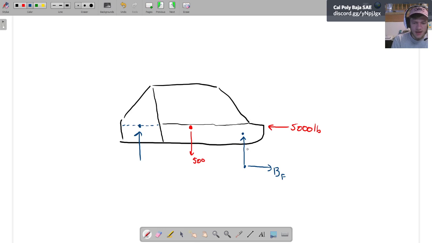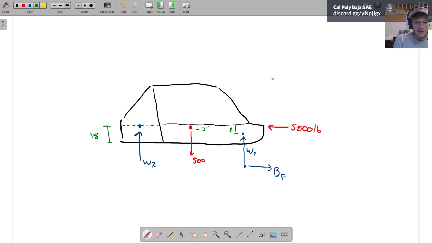This we'll call the front wheel, so wheel front, and we'll call this wheel rear. And we'll put my dimensions back on here. This is 18 inches. This is 2 inches. We'll call this one, how about 8 inches? Call that 8 inches.